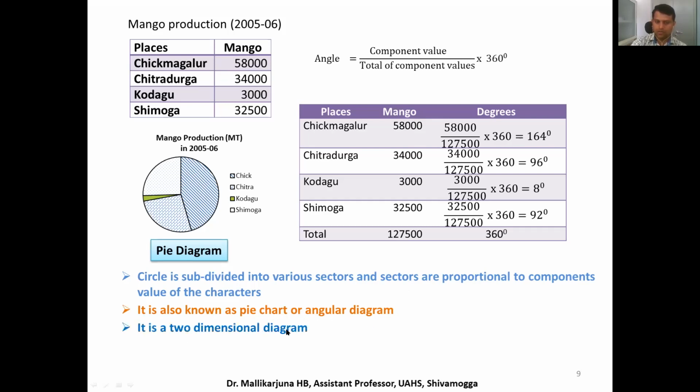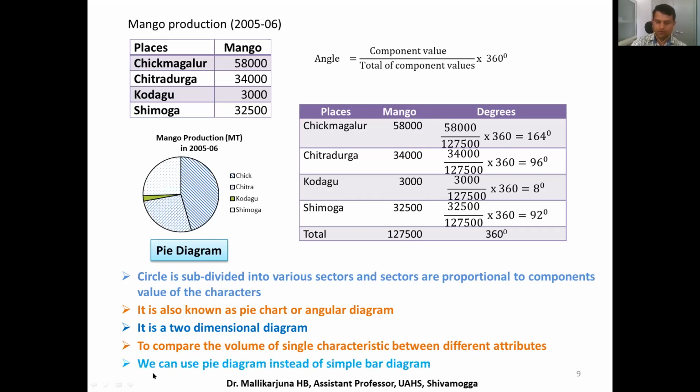It is a two-dimensional diagram. We can see length and breadth are used here. This is a two-dimensional diagram. To compare the volume of a single characteristic between different attributes, we can use this pie diagram. We can use a pie diagram instead of a simple bar diagram. We can observe the same table I used for the simple bar diagram. This data can be represented through a simple bar diagram also.